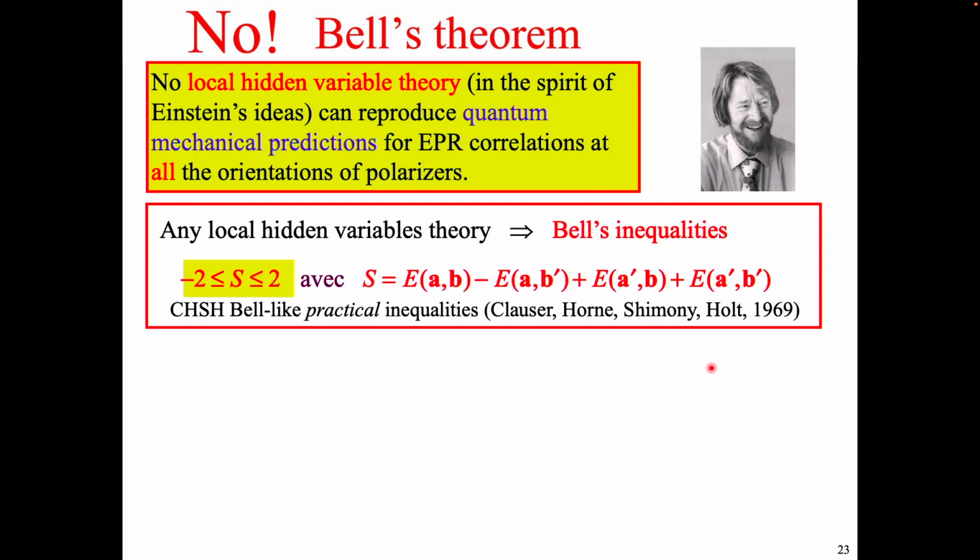This is how it works. There is a quantity S, which is associated with 4 measurements. You take 2 directions A and A prime, 2 directions B and B prime, and you make measurements for AB, AB prime, etc. 4 possibilities. And then you write this strange combination, 3 plus, 1 minus, 1.